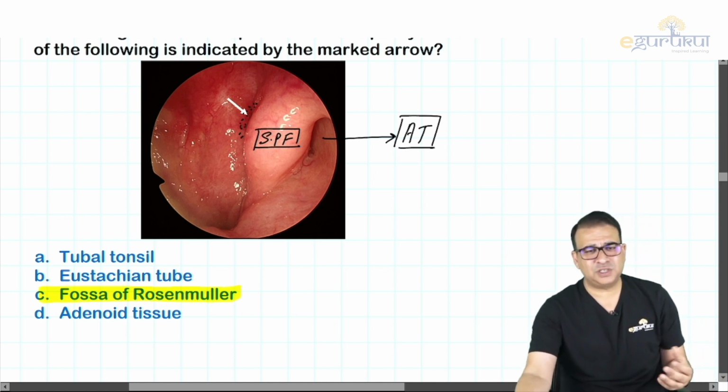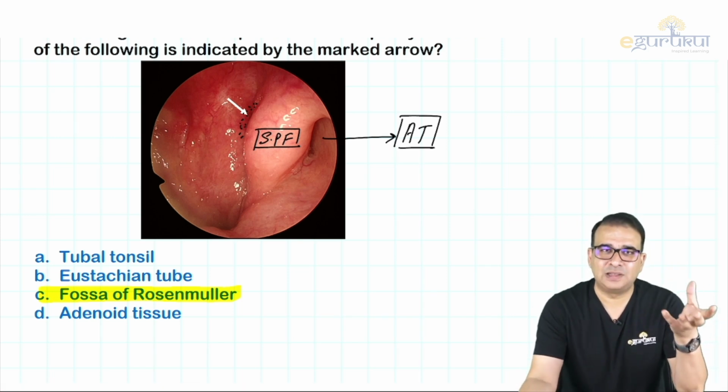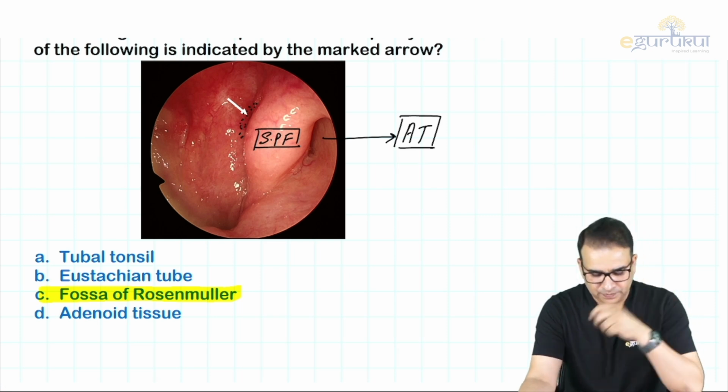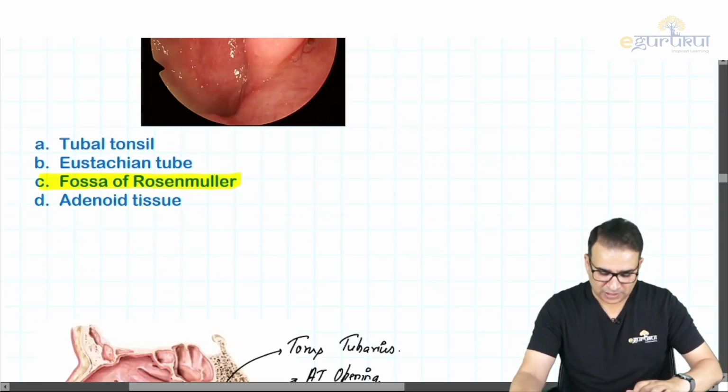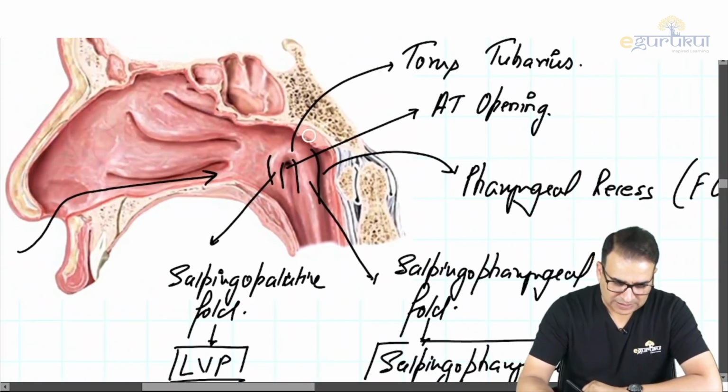It was not a clinical question. It was an endoscopic view of the nasal cavity. It was simply asking for the anatomical space or the landmark there, and that is nothing but the fossa of Rosenmuller. The adenoids would be a little more posterior. If I just show you this picture here, the adenoids will be here. This is where you will see the adenoids present.